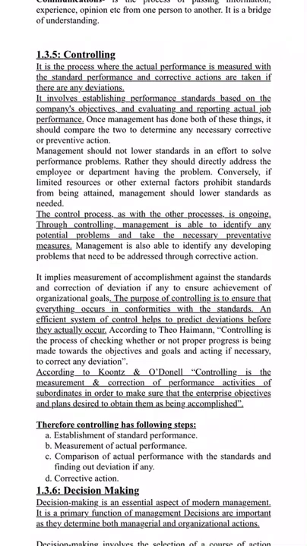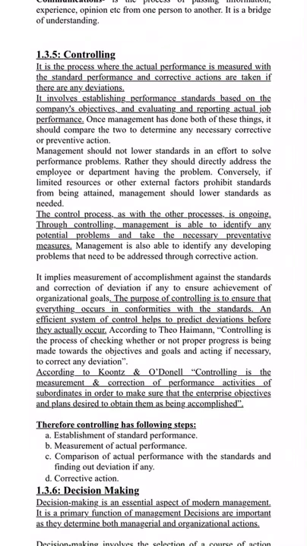So controlling has the following main steps. Controlling has the following 4 to 5 main steps. So first one is what? Establishment of standard performance. Second step is what? Measurement of the actual performance. So first we need to establish the standard performance, then we need to check the actual performance, and then the comparison of the actual performance with the standard performance.